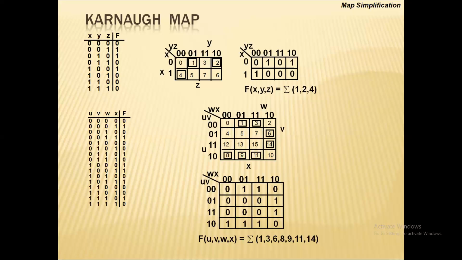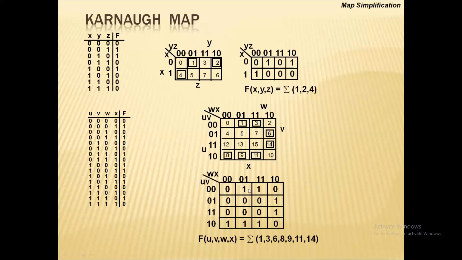So similarly, for a different function, which is here, which consists of 4 variables. 4 variables means 2 to the power of 4, that is 16 cells. So we will be having 16 cells, row into column. You can see here 0 0 0 0, 0 0 0 1 is 1, 0 0 1 1 is 3, 0 0 1 0 is 2. So similarly, these are all the places. And this output is basically valid for 1 3 6 8 9 11 14.